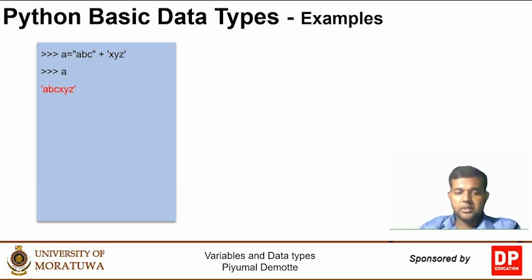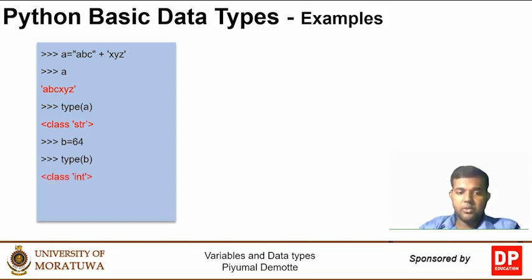Next, try to explore the data types in Python. Let's try to find out the data type of A. We can use the built-in function type to figure out the data type of a variable. You can type type within brackets A and check the data type of the variable A. This gives class str, which refers to string data type. Let's try out more examples. Here I have assigned variable B with value 64, and this will assign integer value 64 to variable B. We can check the data type of variable B, which validates B as an integer variable.